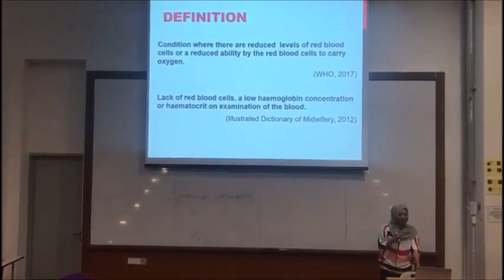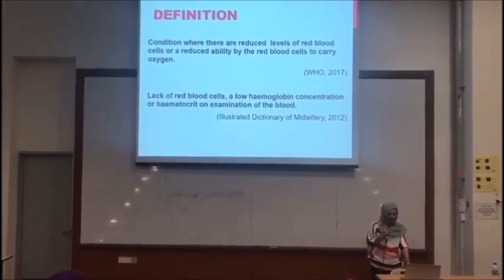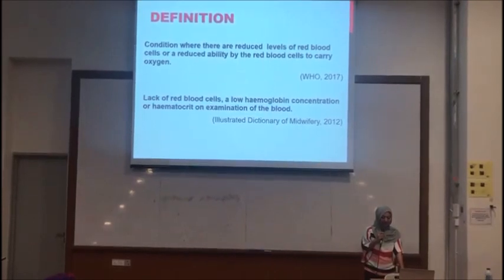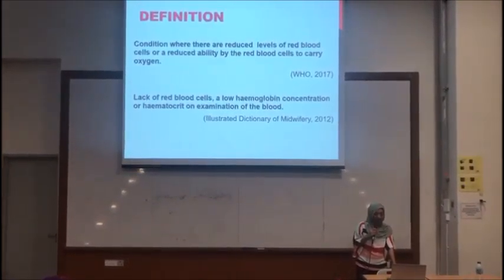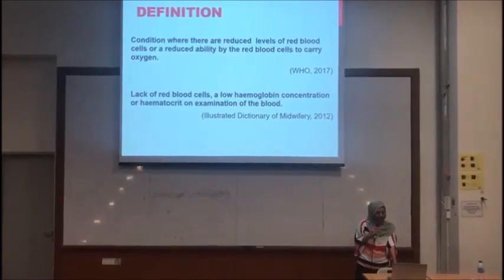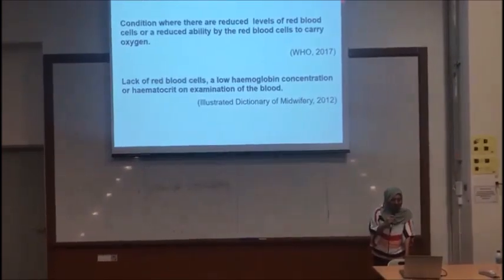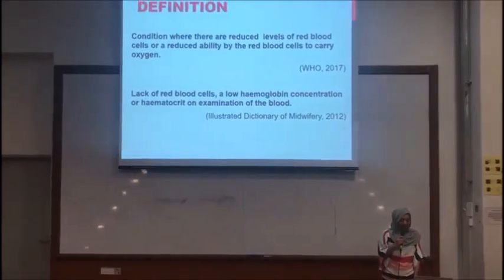Anemia is a condition where there is a reduced level of red blood cells, or a reduced ability of the red blood cells to carry oxygen. From the Illustrated Dictionary of Midwifery 2012: lack of red blood cells, a low hemoglobin concentration or hematocrit on examination of the blood.